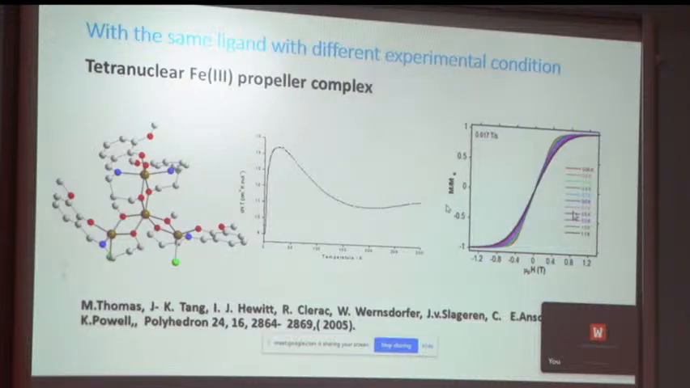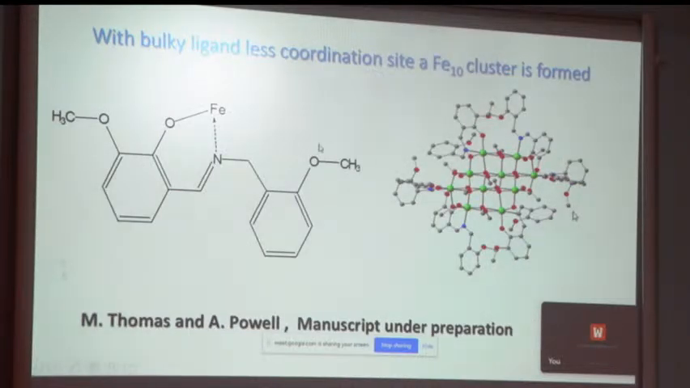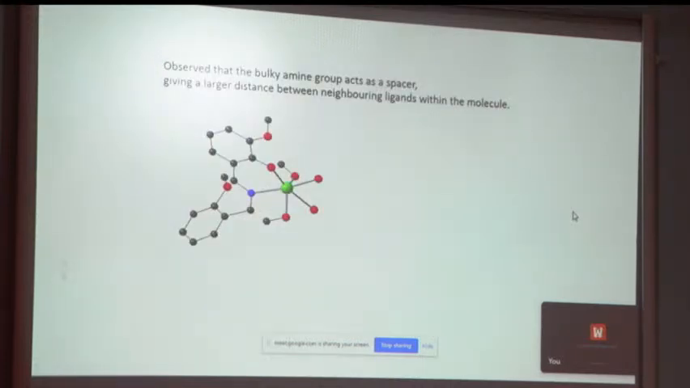So with the same ligand, if we change the conditions, we are getting a propeller-shaped compound, an iron(III) compound. And if you look at the χT versus T, it is a ferromagnetic substance. And if you give more bulkiness to the ligand structure, giving more bulk to the aldehyde part and the amine part, it turns into an Fe10 cluster.